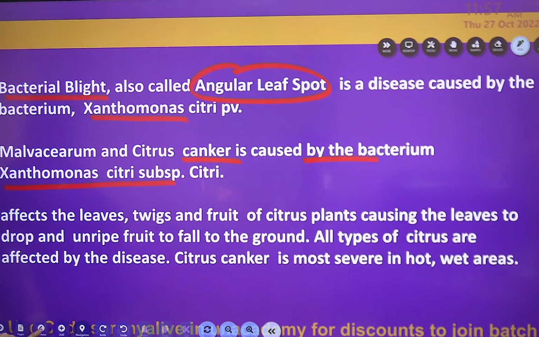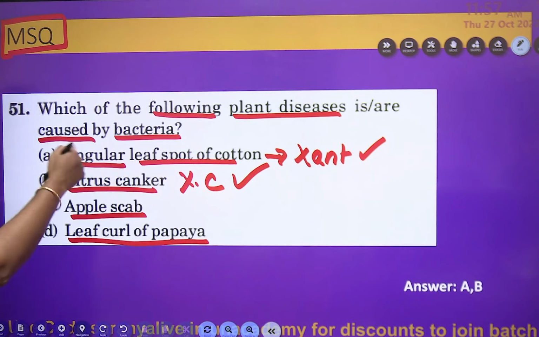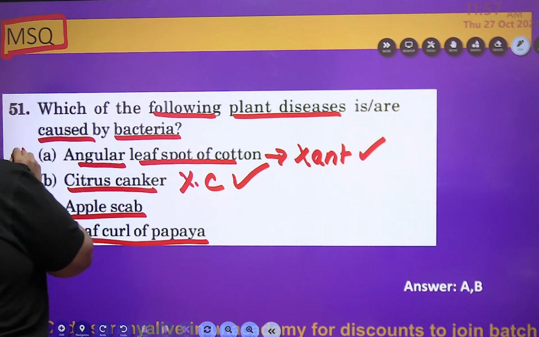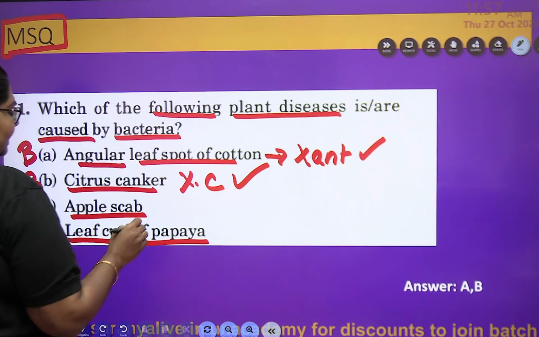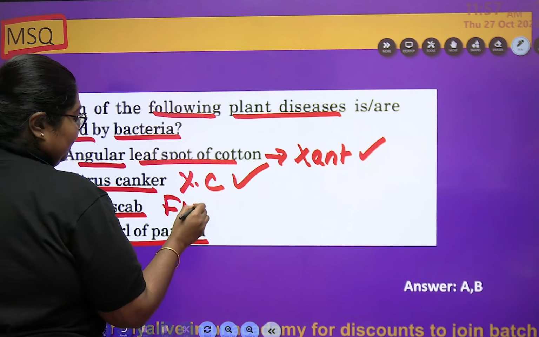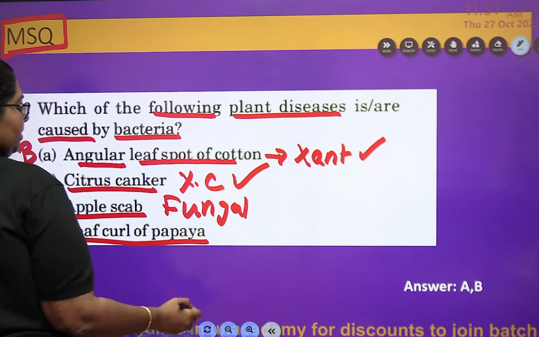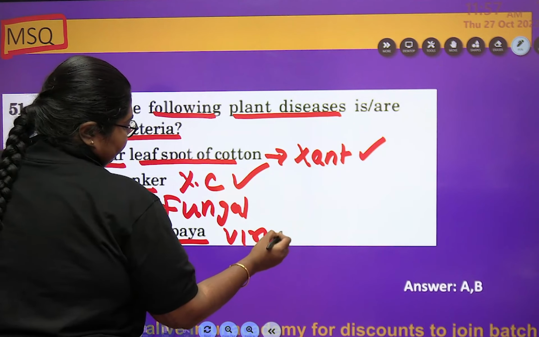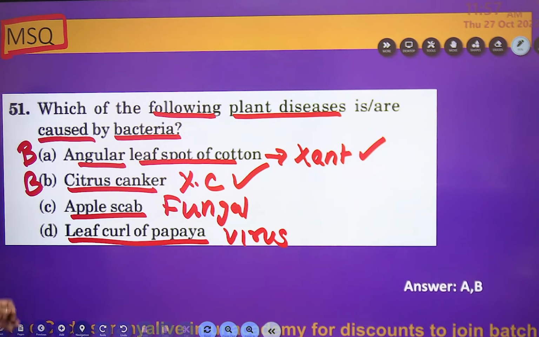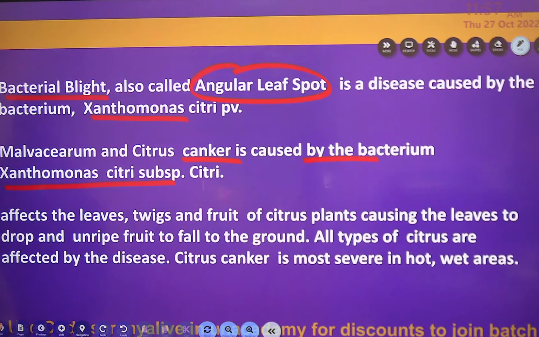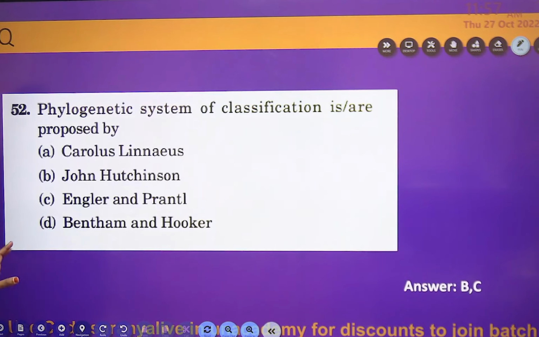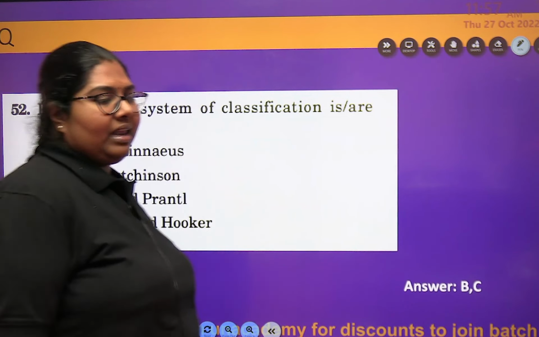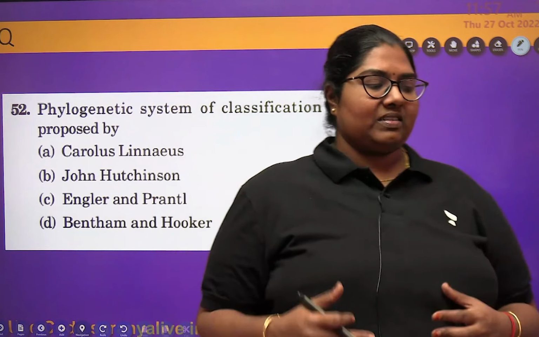If you look at this question, you may understand that angular leaf spot is bacterial, citrus canker is Xanthomonas bacteria, apple scab is fungal, and this one is Geminiviridae, a viral disease. So easily you can select from the options. It is not so difficult, but you just have to know which is correct. That's all. Let us move on to the next question.